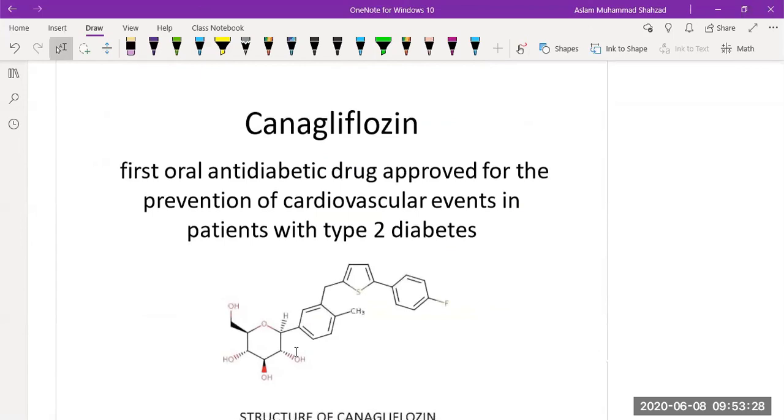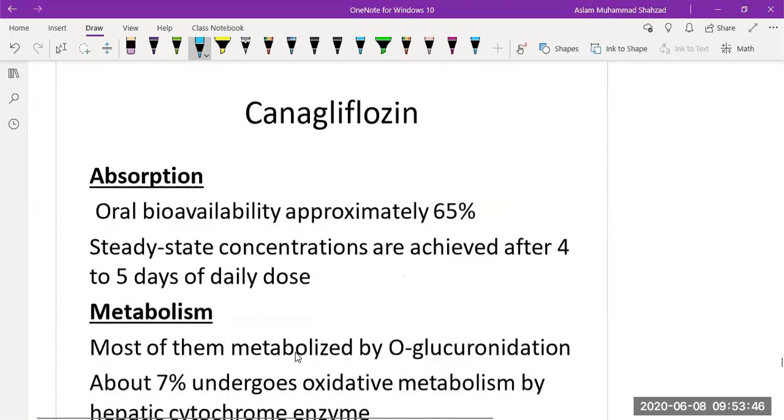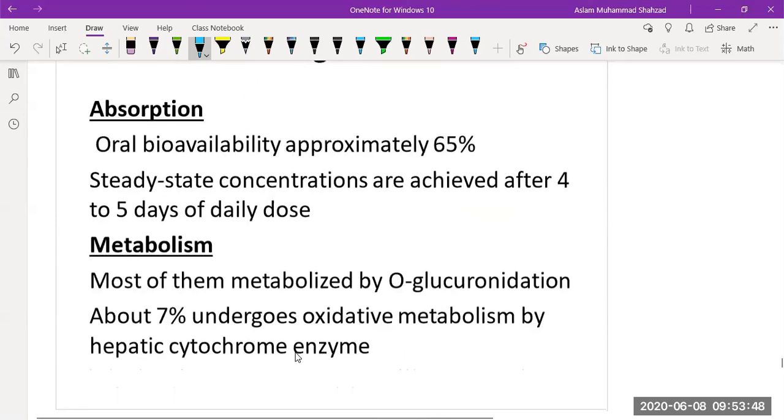The drug used is canagliflozin, and this is the first anti-diabetic drug approved for the prevention of cardiovascular events. So if somebody has edema along with heart disease plus diabetes, then this drug is the drug of choice for that condition. Absorption is a little bit poor, 65%. Steady state concentration is achieved after 4 to 5 days of daily dose.